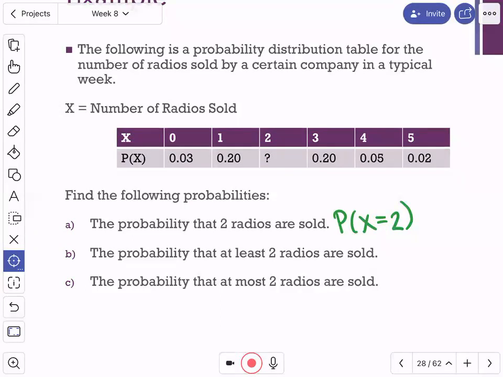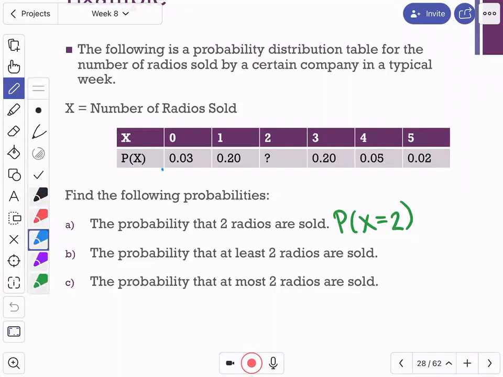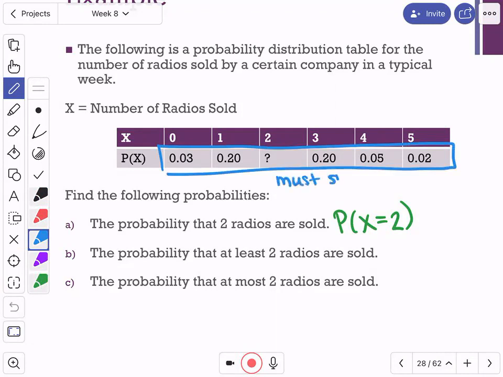Is there enough information to find what 2 is? Yes. What do we know? The combined probabilities of every other number. All these have to add up to what number? 1. They have to sum to 1.